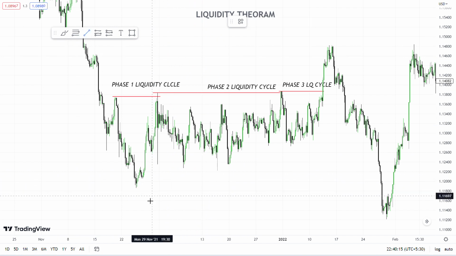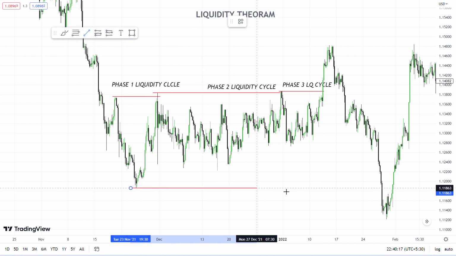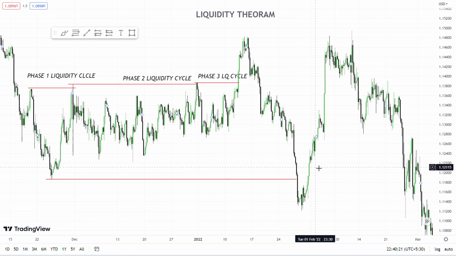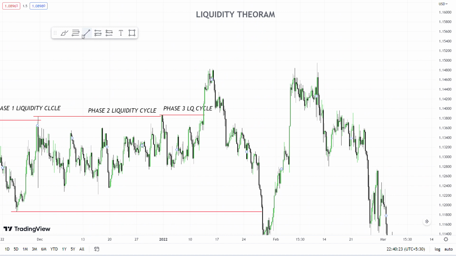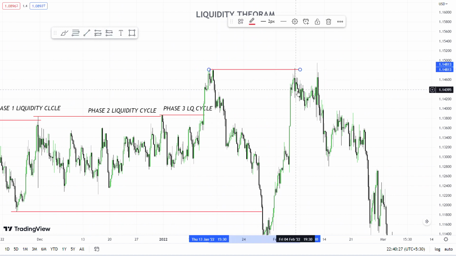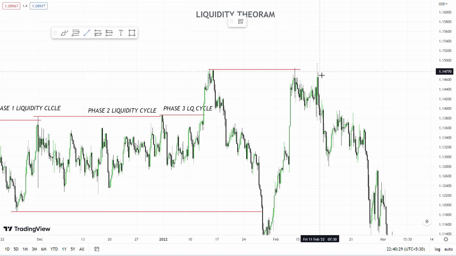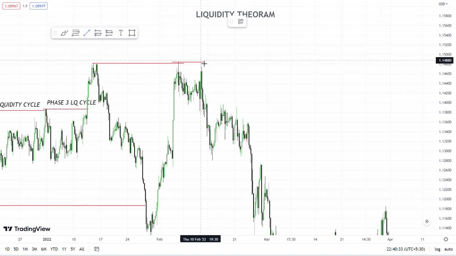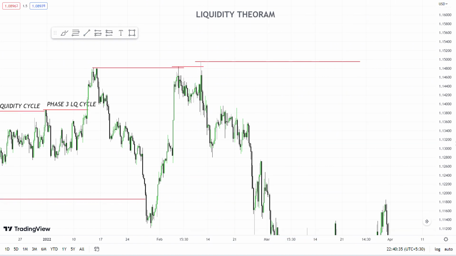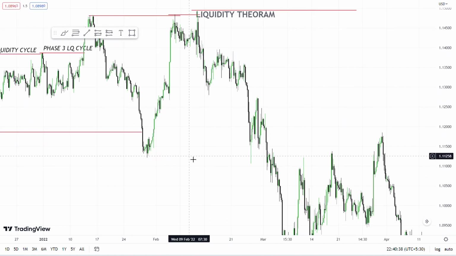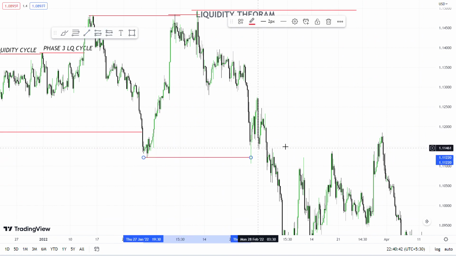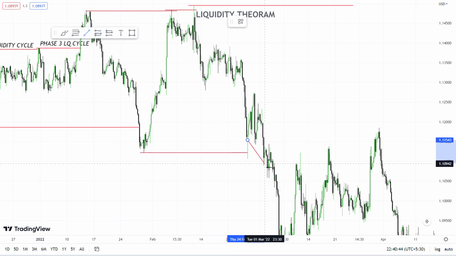See, the same thing happened. According to the strategy, after the sell side liquidity was taken, we look for buys here. Again the same thing, the cycle has formed. This is liquidity cycle phase 1. This is liquidity cycle phase 2, and this will be liquidity cycle phase 3. Same thing, this will be phase 1, and this will be phase 2.